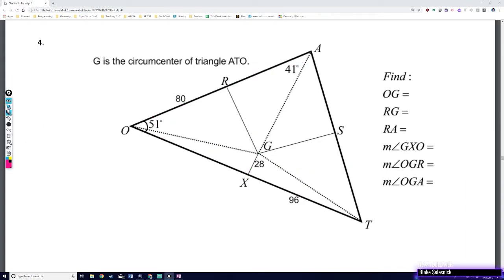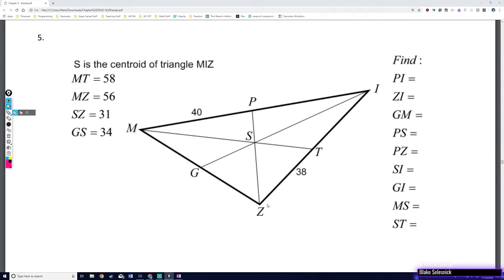Nope, come here, there you go. And I'm talking about a centroid. So the centroid again is, I should just make a huge one.